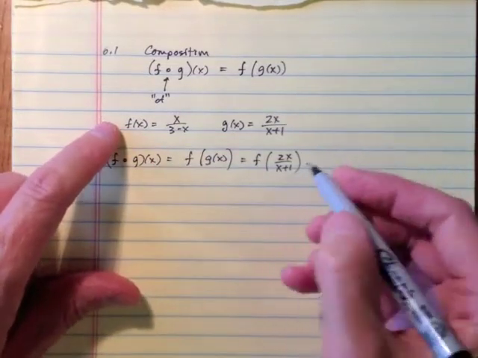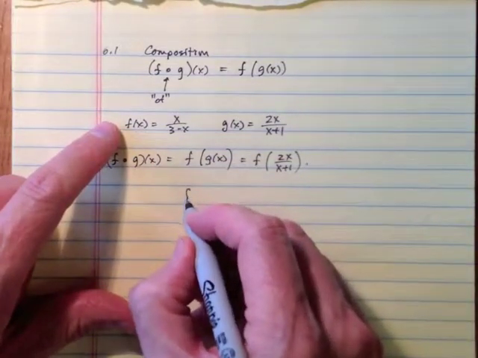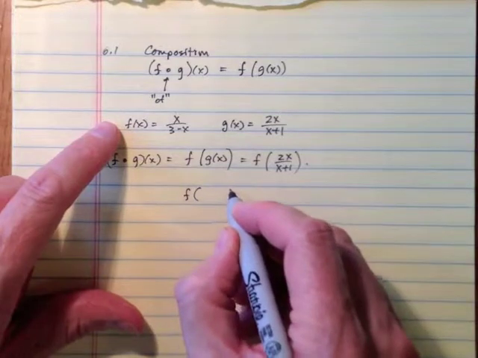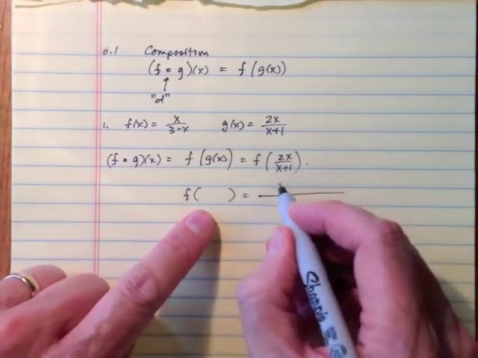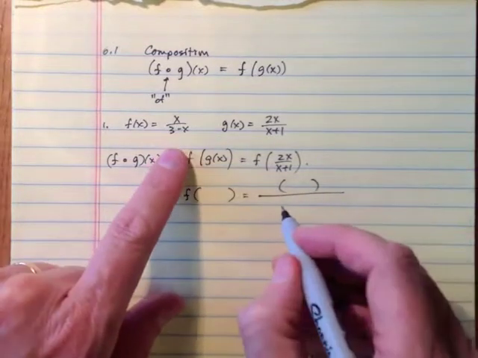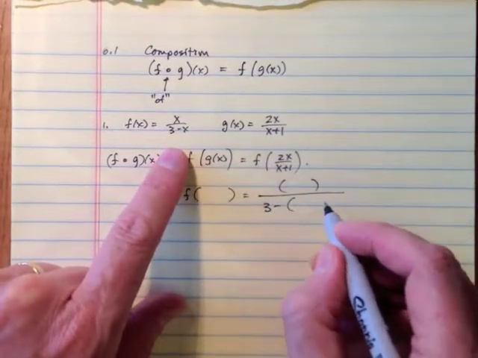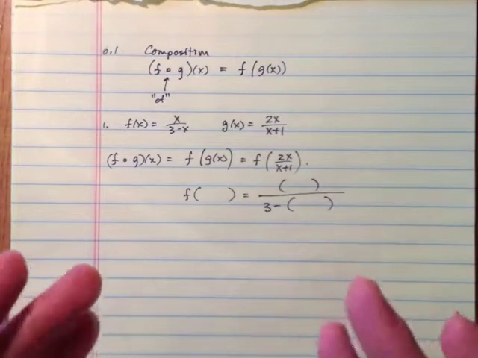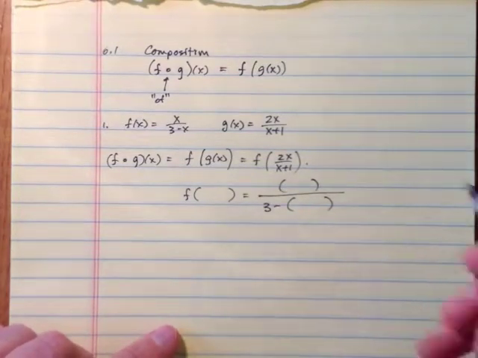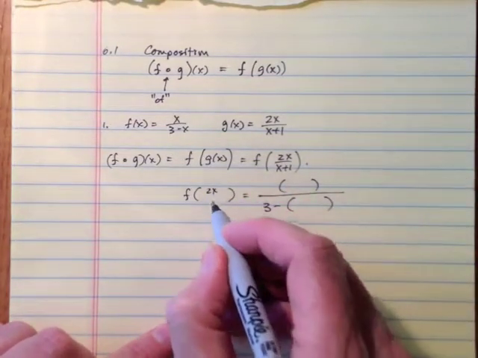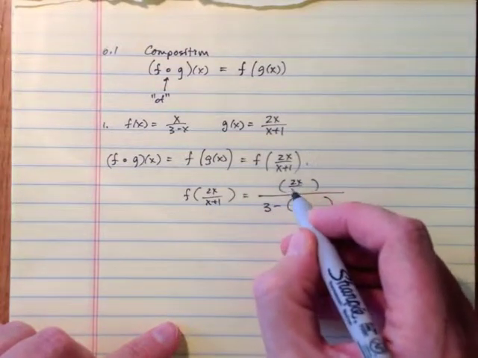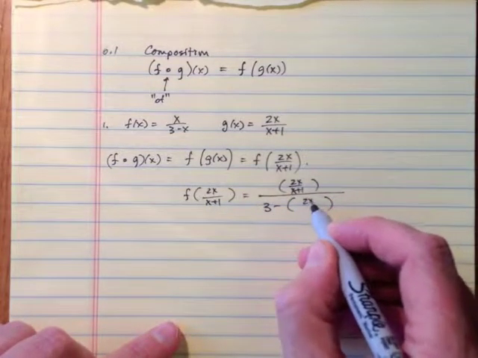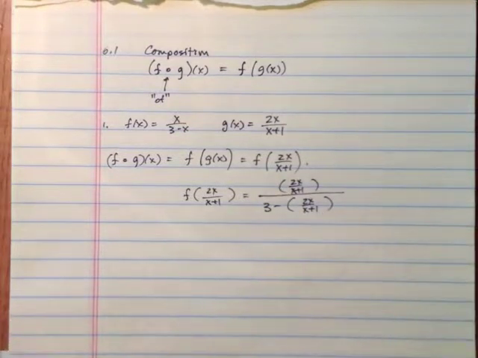Here's a tip that works. Try writing the function just with a set of parentheses. F of x is this, so f of whatever I put there is going to be 3 minus that thing. It's like I replace the x with an open set of parentheses. Now put in the 2x over x plus 1 everywhere where you put those parentheses. There, that's f of g of x.